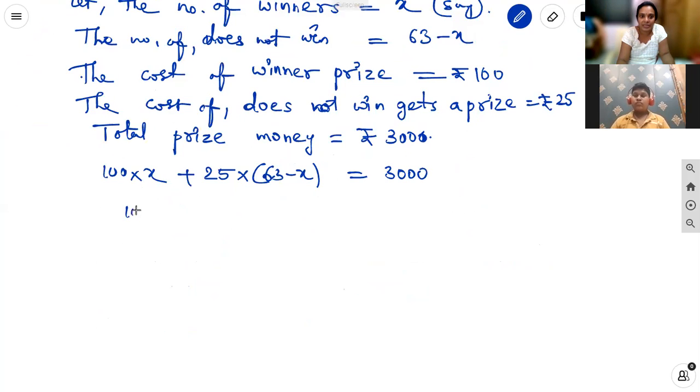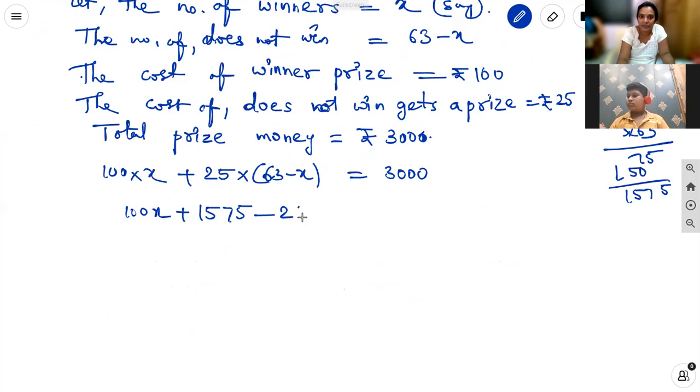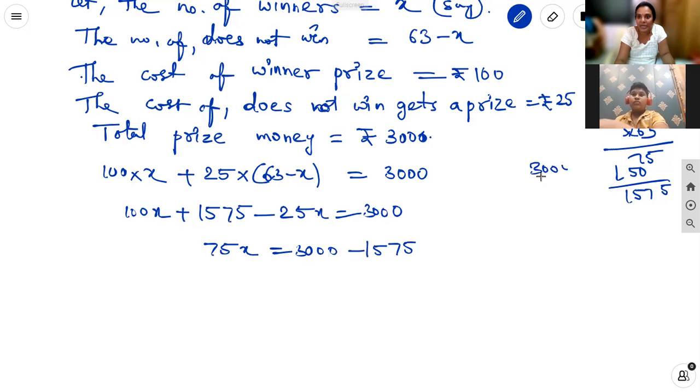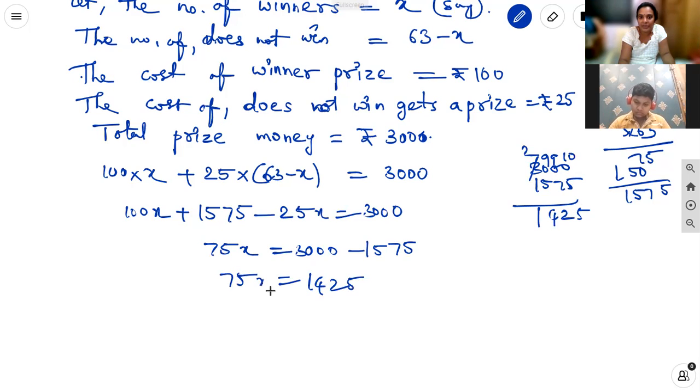Now simplify. 100 into x, 100x plus 25 into 63. 25 3s are 75, 25 6s are 150, so 1,575. 1,575 minus 25 into x, 25x, equals 3,000. 100x minus 25x, that is 75x, equals 3,000 minus 1,575. 3,000 minus 1,575 is 1,425. So 1,425 is equal to 75x.